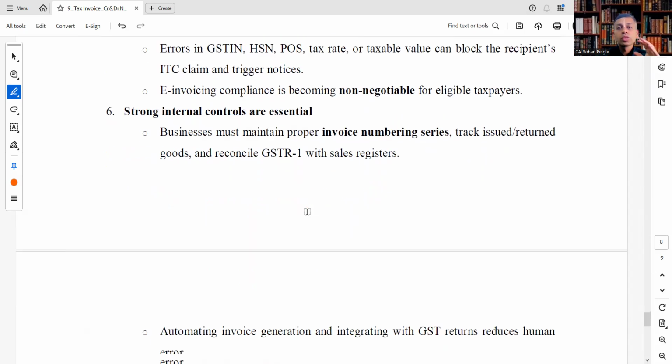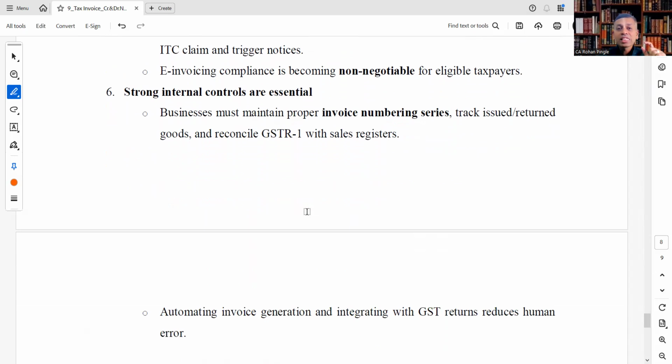Strong internal controls are essential. Businesses must maintain proper invoice numbering series, track issued and returned goods, and reconcile GSTR-1 with the sales register. Reconciliation is an important statement for every dealer to claim proper ITC or proper supplies. In case of future assessments, it can support his claims.